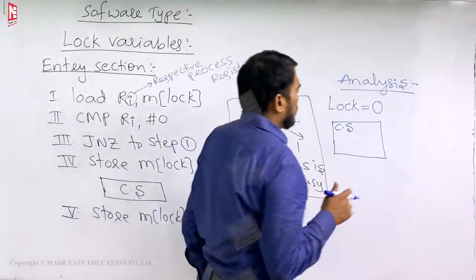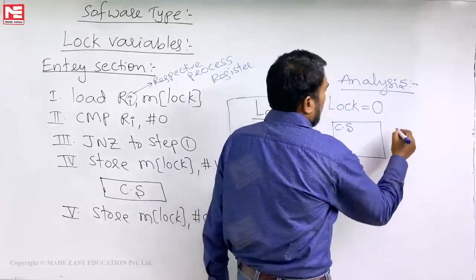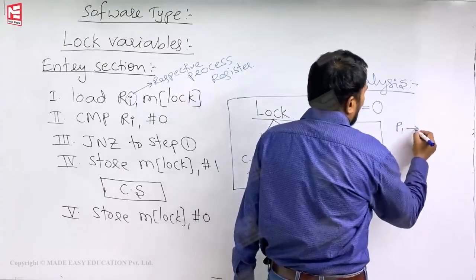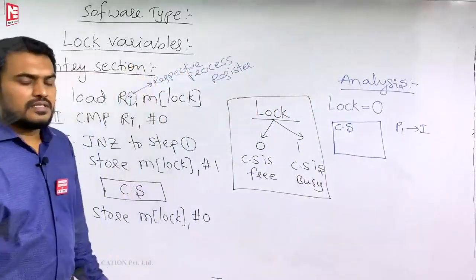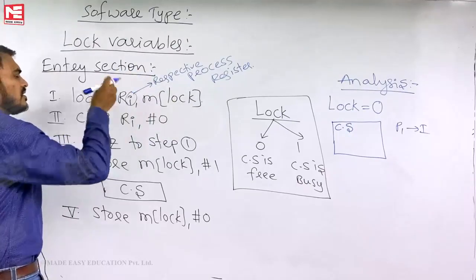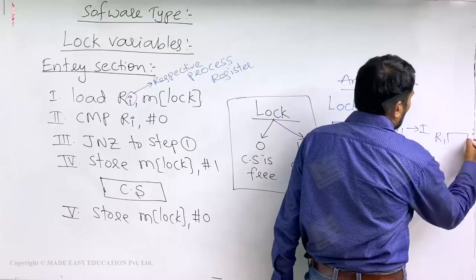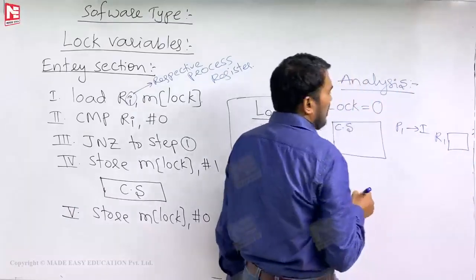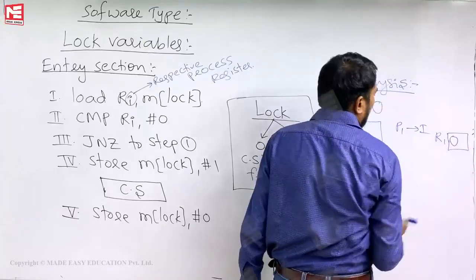So now process P1 is executing the first instruction. What is the first instruction? We are loading the value of lock into a register. I have to take a separate register, look here, R1. Every process will have its own register. Load the value of lock into the register. So that is 0.